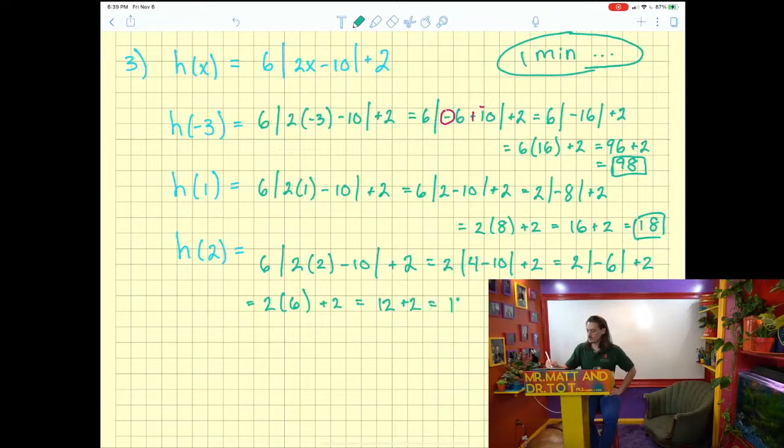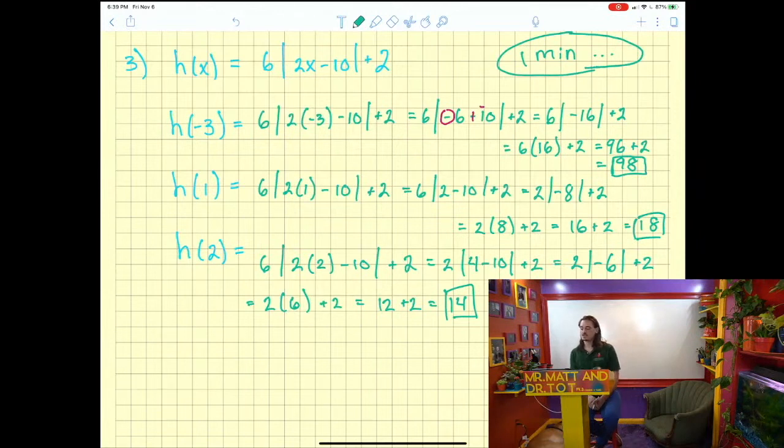Okay, looking at the first value, h of negative 3. So substituting negative 3 in for x, we're going to get 6 times the absolute value of 2 times negative 3 minus 10, quantity plus 2. 2 times negative 3 is negative 6. Negative 6 minus 10 is the same thing as negative 6 plus a negative 10.